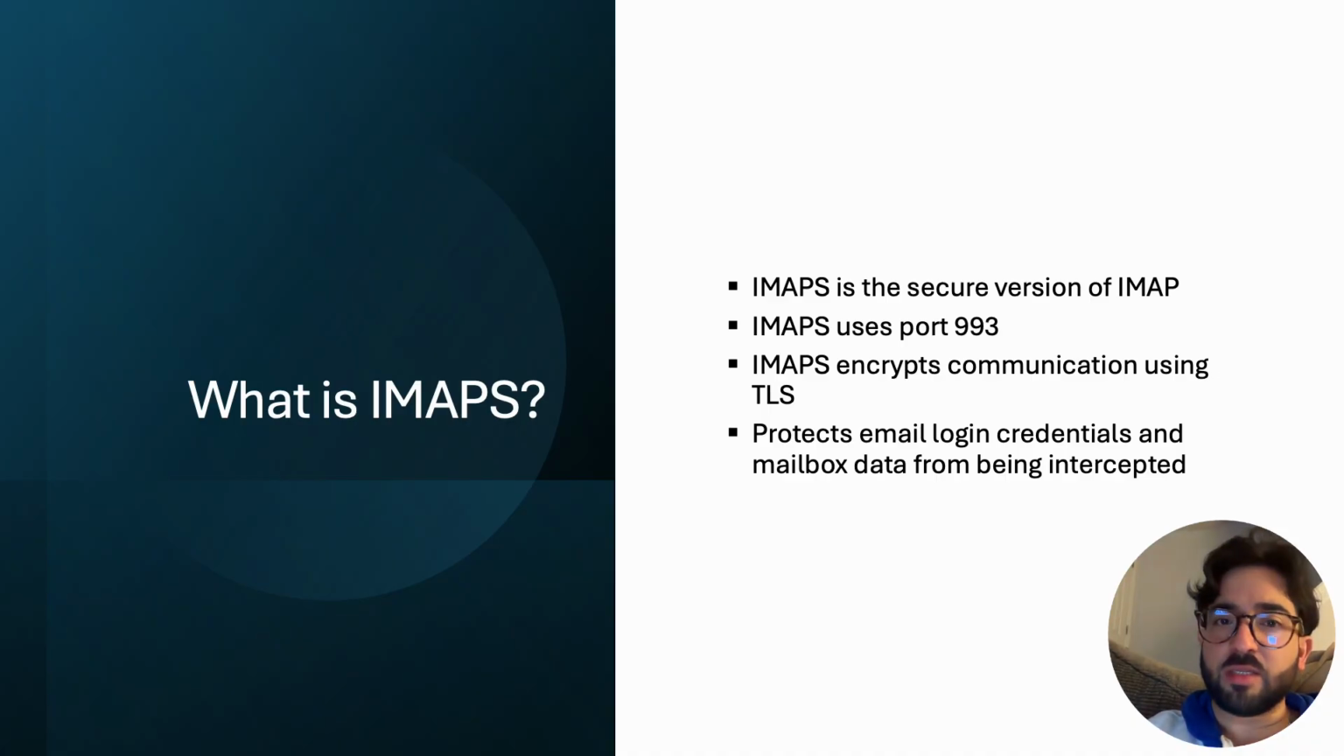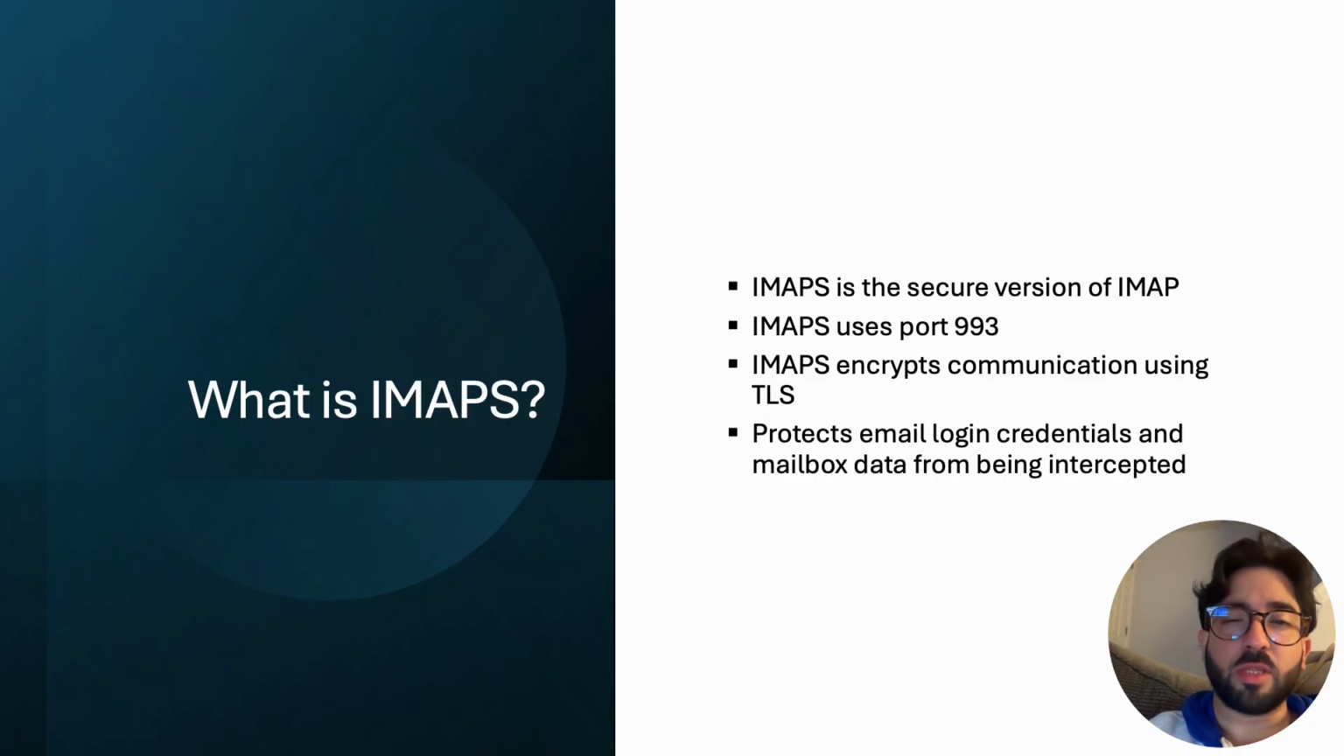IMAPS fixes this by using port 993 and requiring TLS encryption. When the email client connects to port 993, it creates a secure tunnel before sending any login information. Everything inside the connection is encrypted, which means even if someone captures the traffic, all they see is unreadable data.